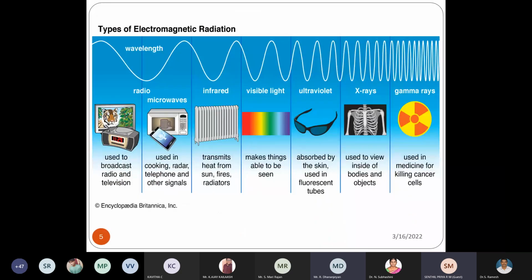I already told you that in electromagnetic radiations, we have amplitude, frequency, as well as phase. So how is this wave generated? Because of the vibration between the electric field and the magnetic field, which generates the oscillation in the electromagnetic waves. We have types of electromagnetic radiations. We have two types of electromagnetic radiations.